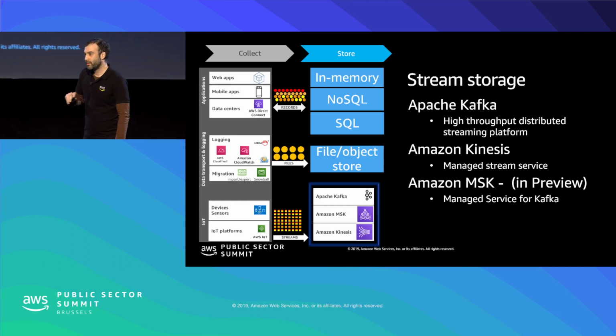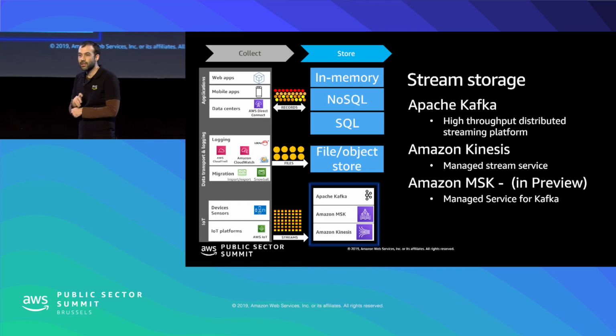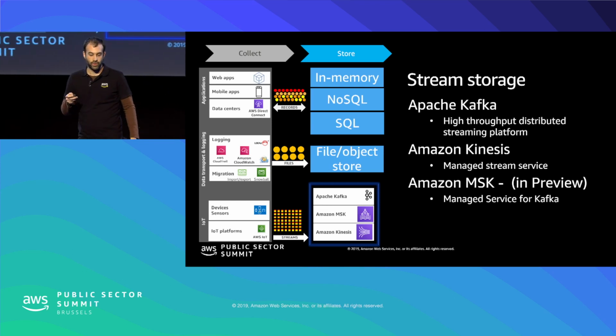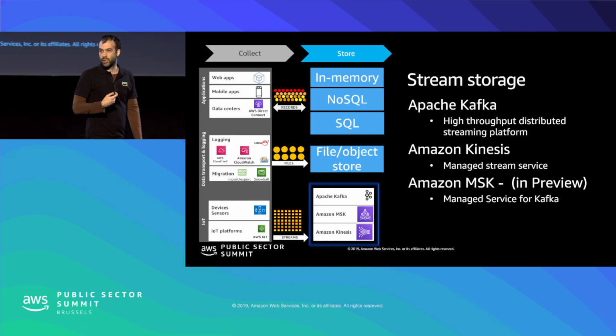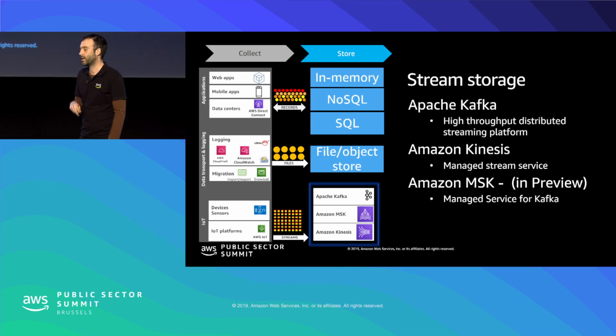Now, when it comes to streaming, the conversation will always include the word Apache Kafka. Apache Kafka is a highly scalable, distributed streaming platform. It is durable, and it comes from the open source community. So there is huge support for Apache Kafka out there.